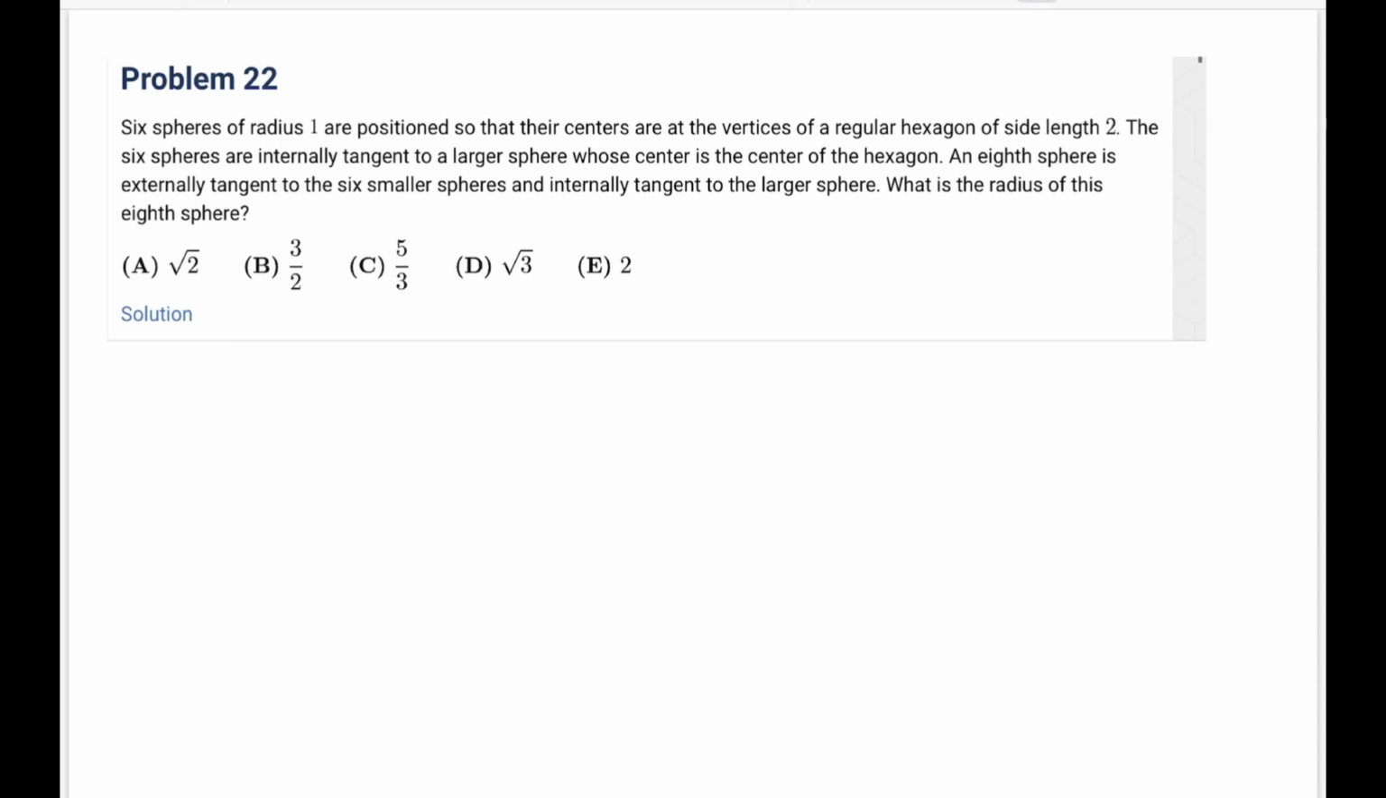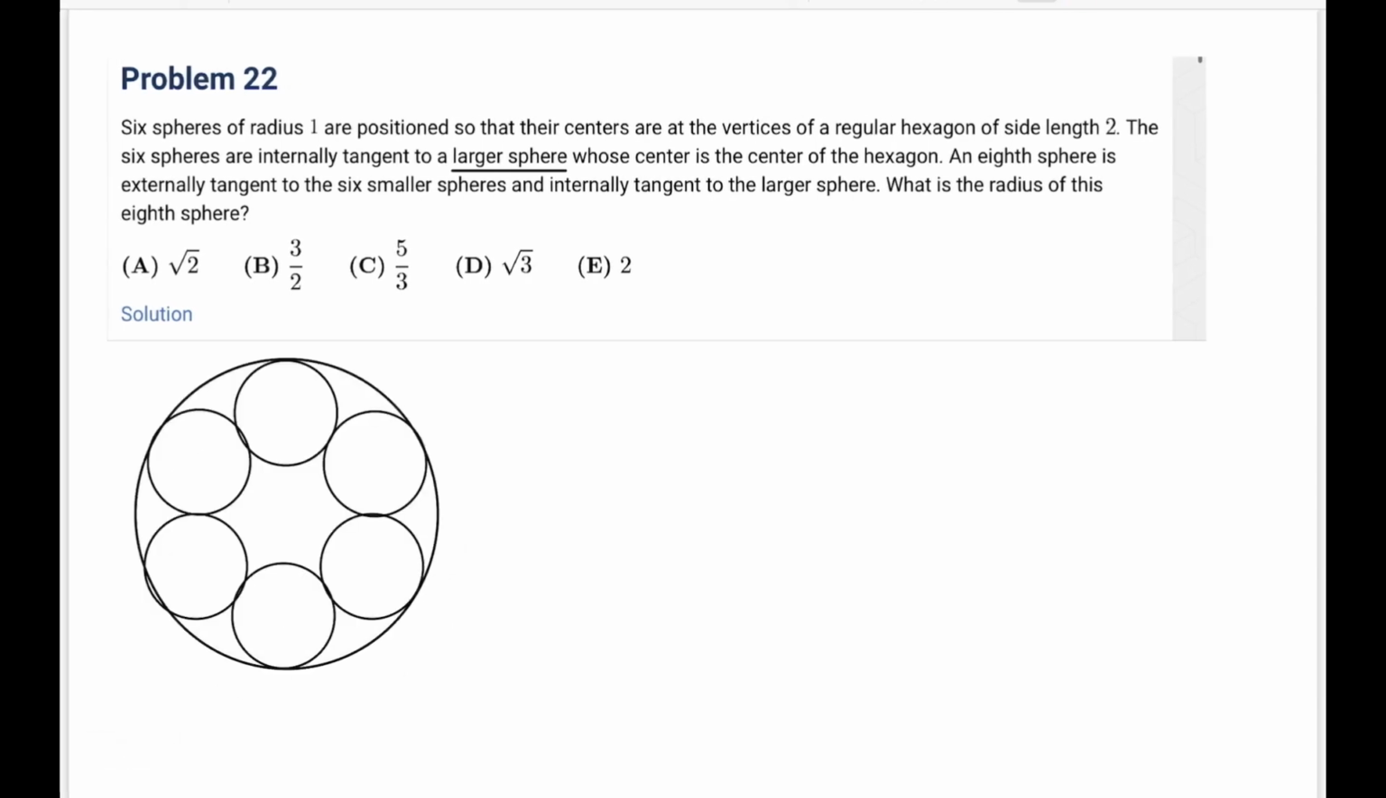Okay, so we have this big sphere, and then we'll have the 6 spheres inside it. The hexagon has side length 2, so this would be the hexagon, and then this would have side length 2, so that will be 2. So this would also be 2.